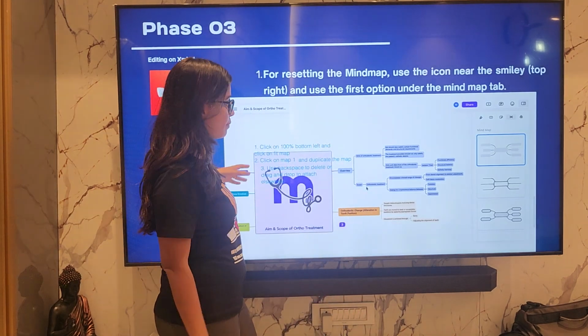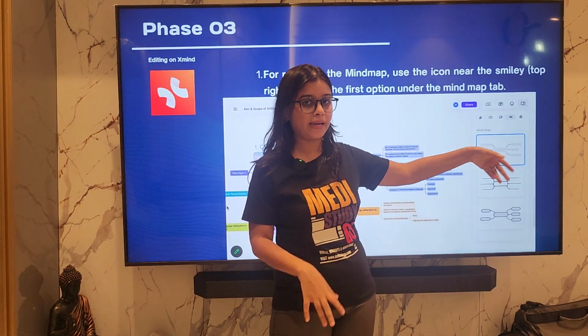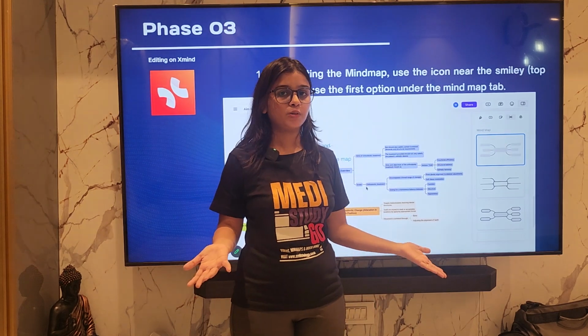So if I want to take this mind map into a flowchart, I just have to go on the tab next to smiley, try multiple options, and I will be able to see it.